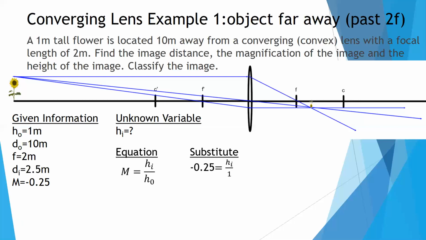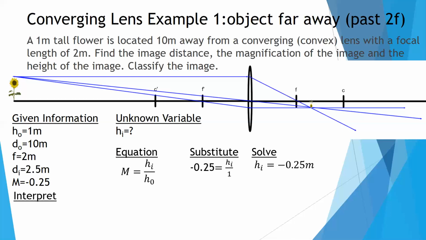We're looking for hi, and we know the height of the sunflower is 1 meter. So simple math here, 0.25 times 1, and it's negative. The height of our image is negative 0.25 meters. Remember, height has to be in meters, so it's got to match our given height. If our original height was in centimeters, then our final height would also be centimeters.